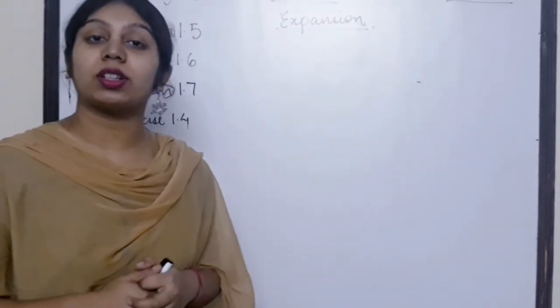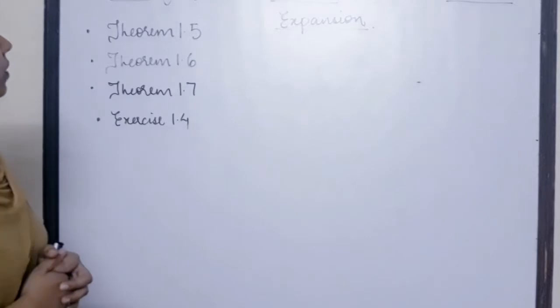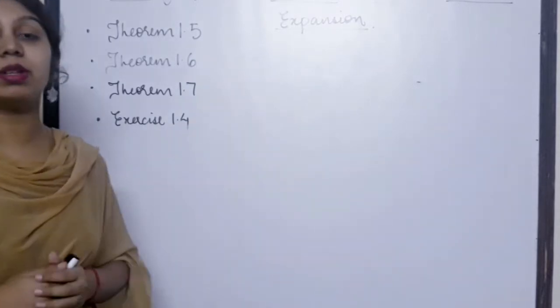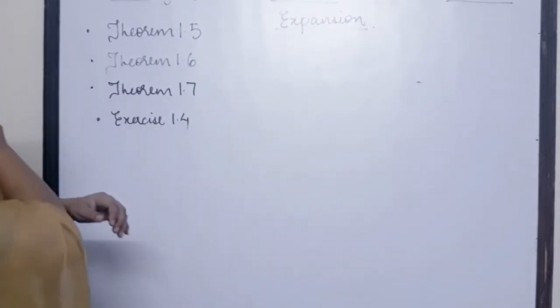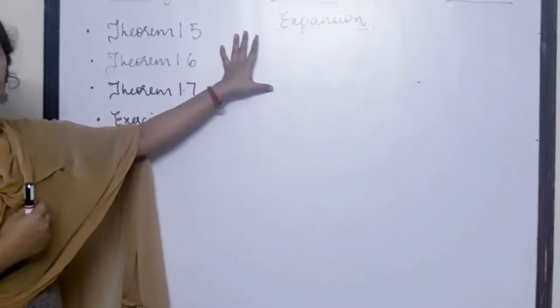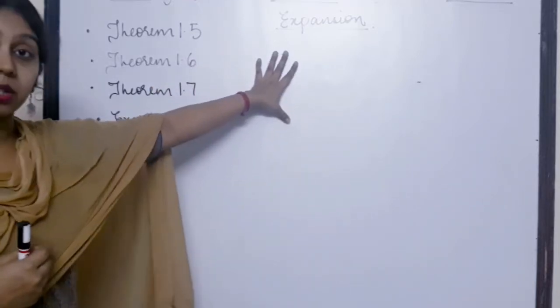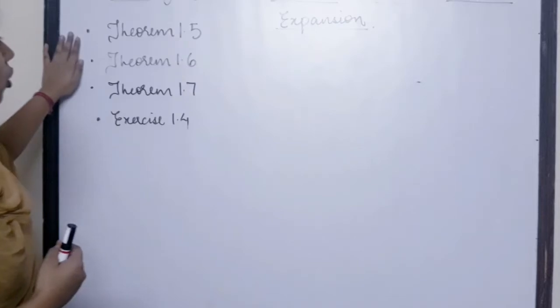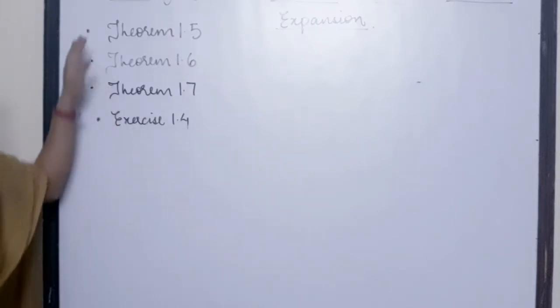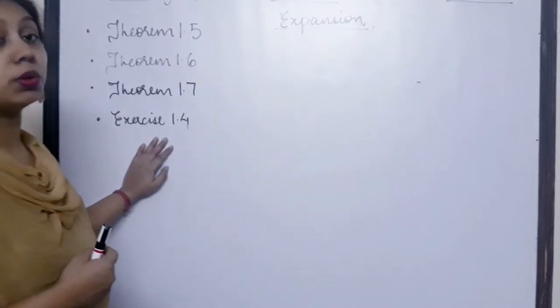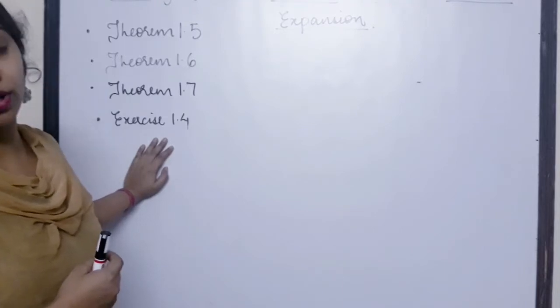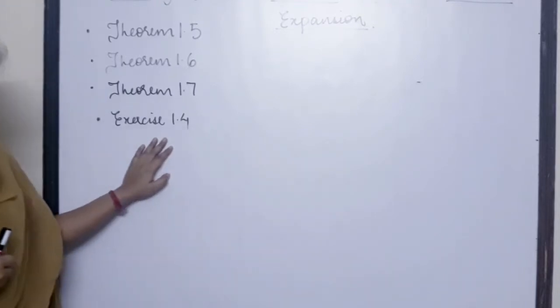Today we are going to touch on the last topic of this chapter, that is revisiting rational numbers and their decimal expansion. Here we are going to talk about the properties of the rational numbers and about the types of decimal expansion they have. Plus we are going to talk about the three theorems, and related to these three theorems we are going to work on our exercise 1.4. So let us start with our explanation.